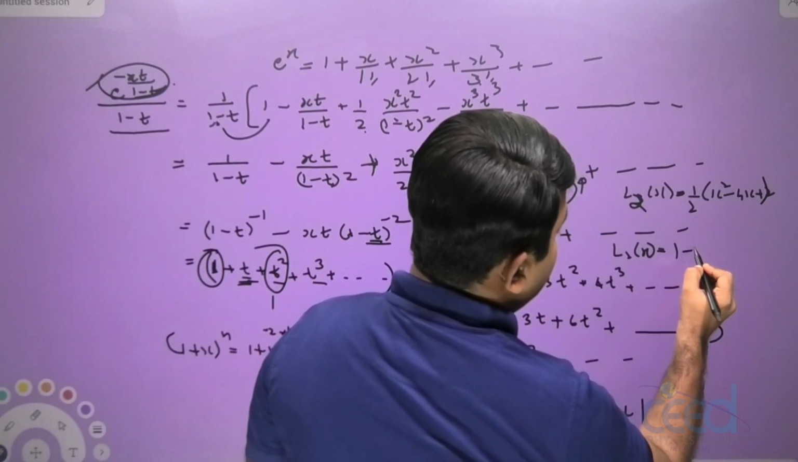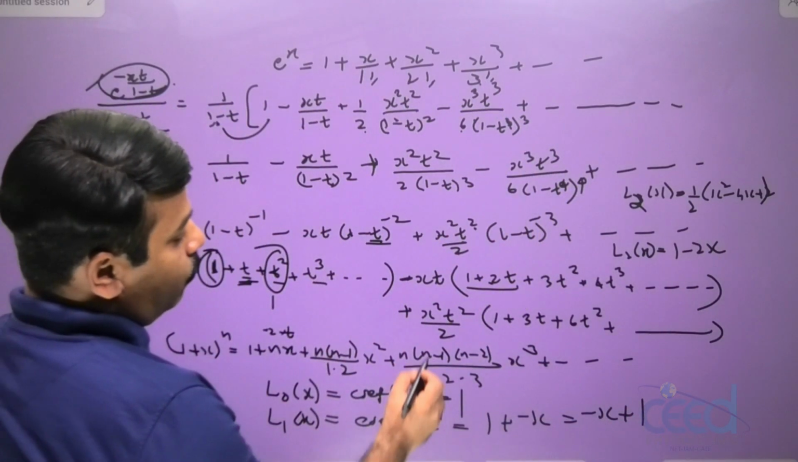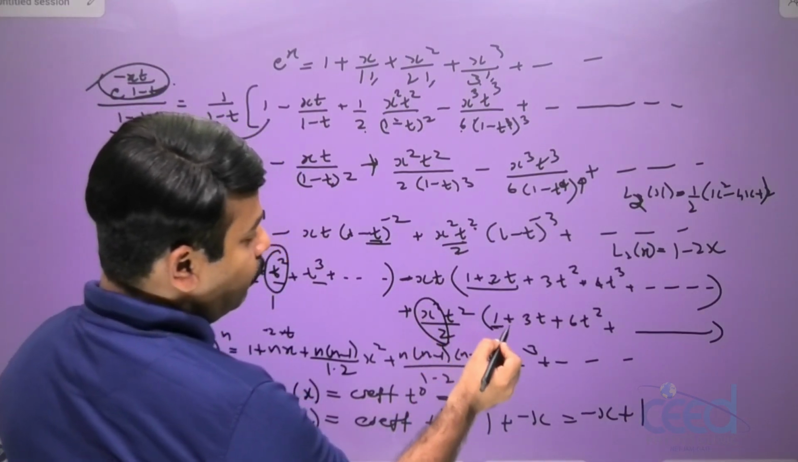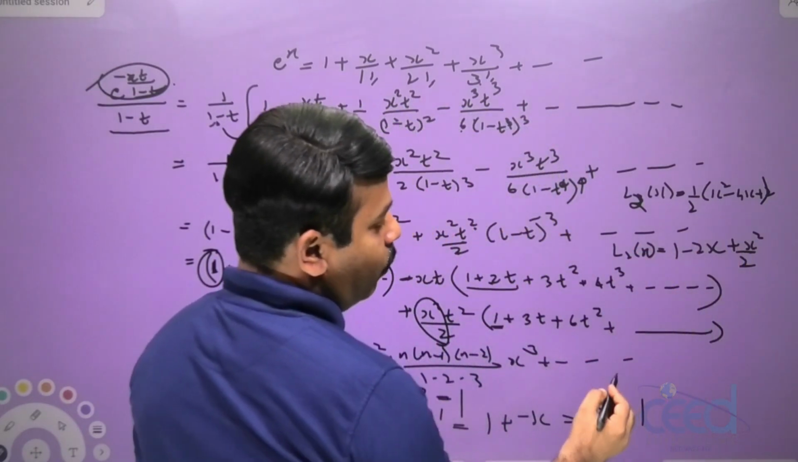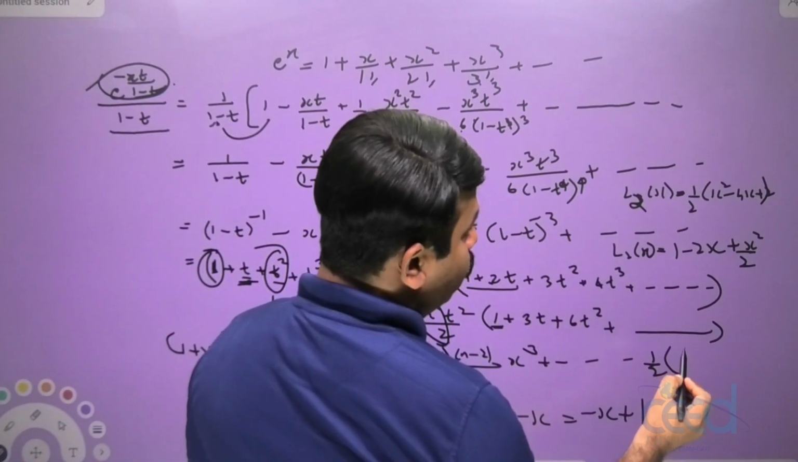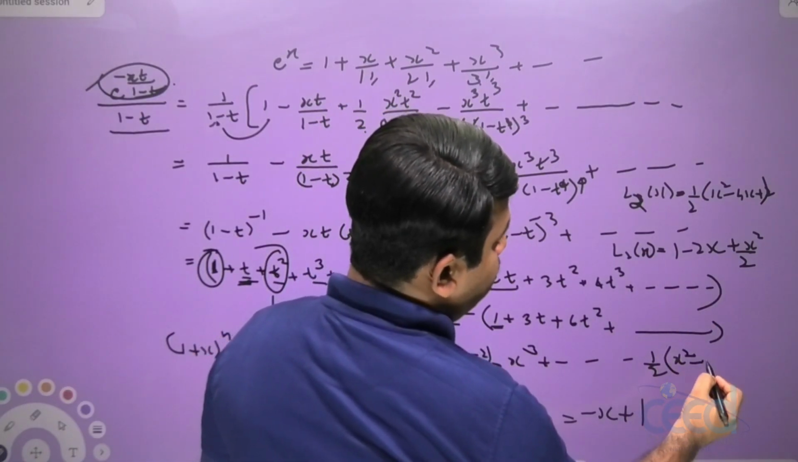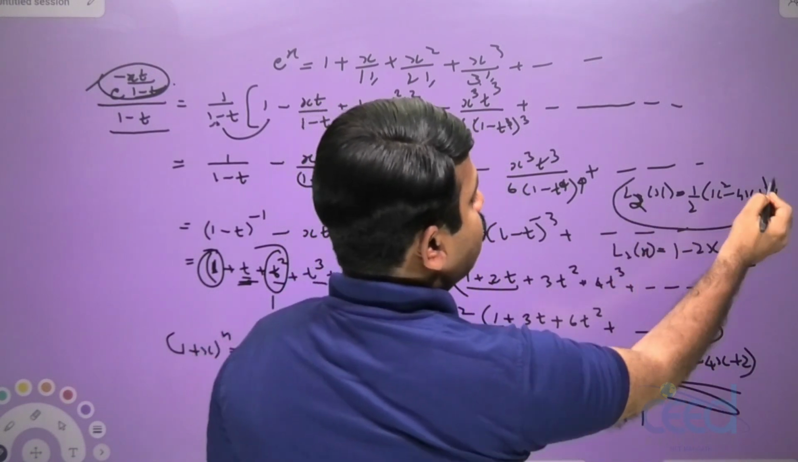Here you have a minus 2x. Now here, the coefficient of t square, what? x square by 2, right. Multiplying with 1, then plus x square by 2. Now you can take 1 by 2 out. Taking 1 by 2 out, you can write x square minus 4x plus 2. Right? Then this value is also correct.